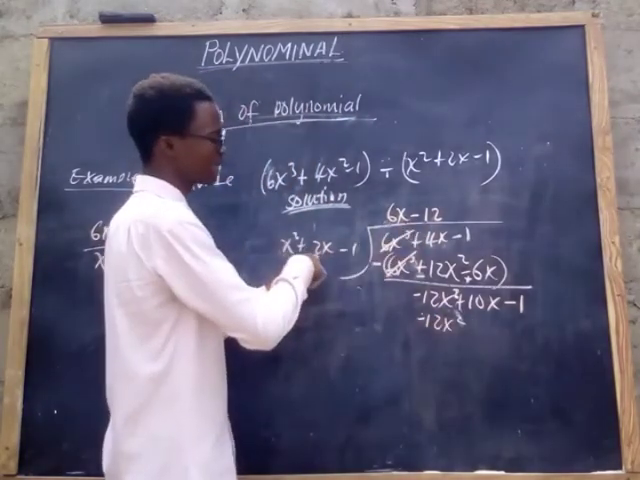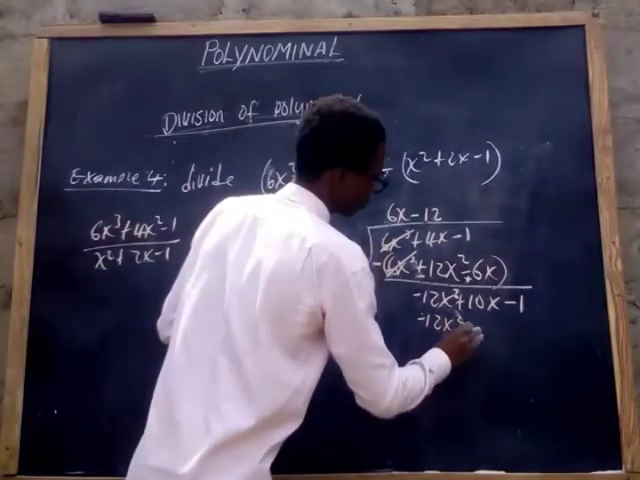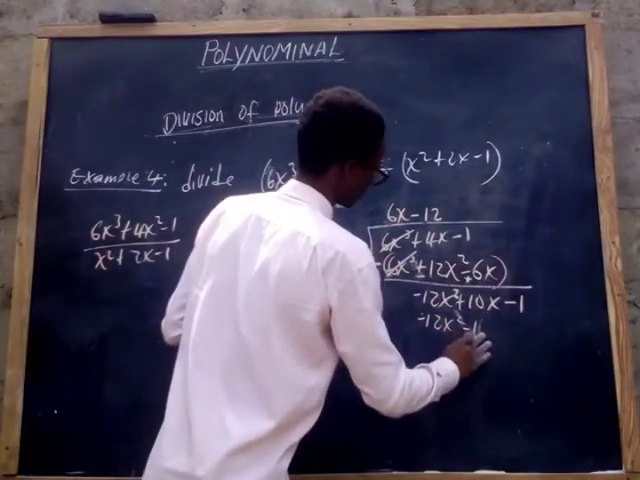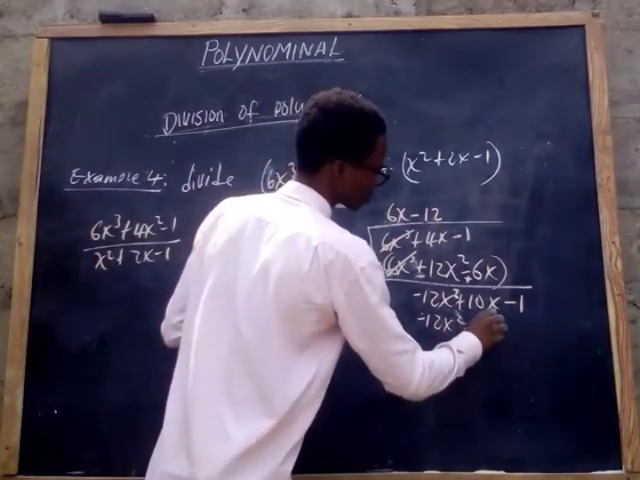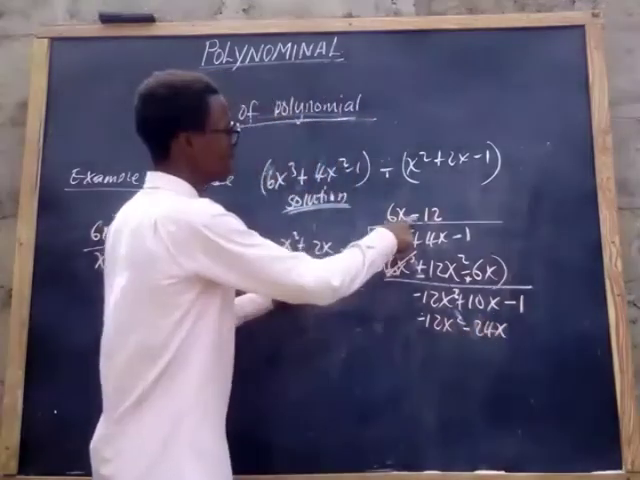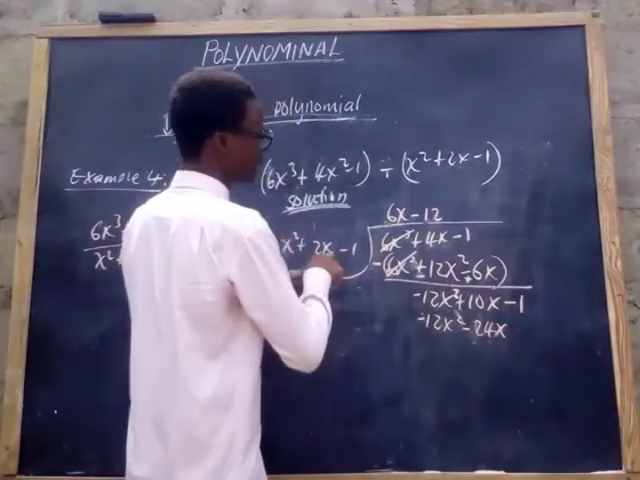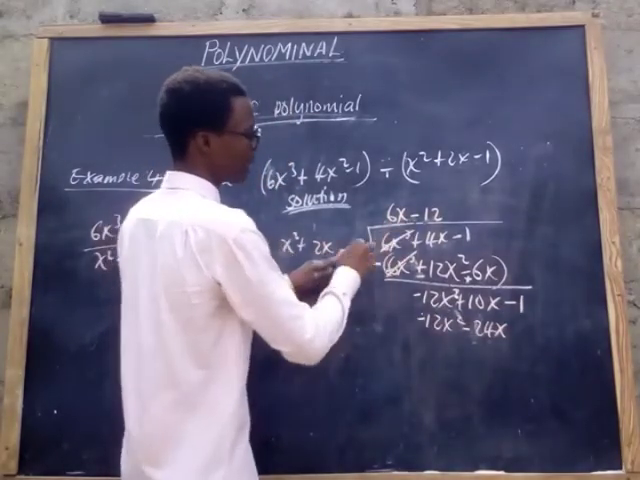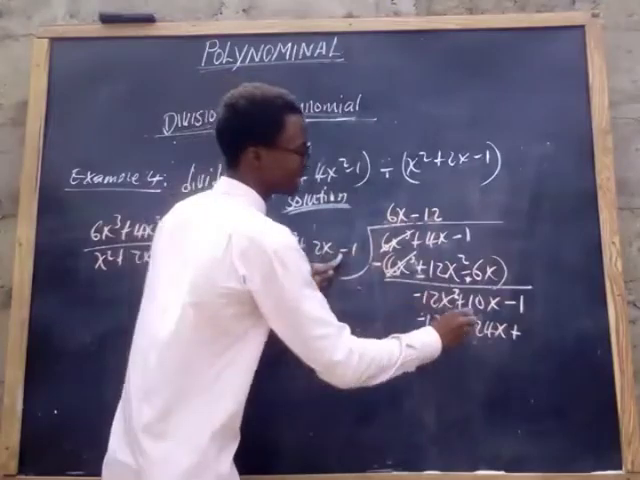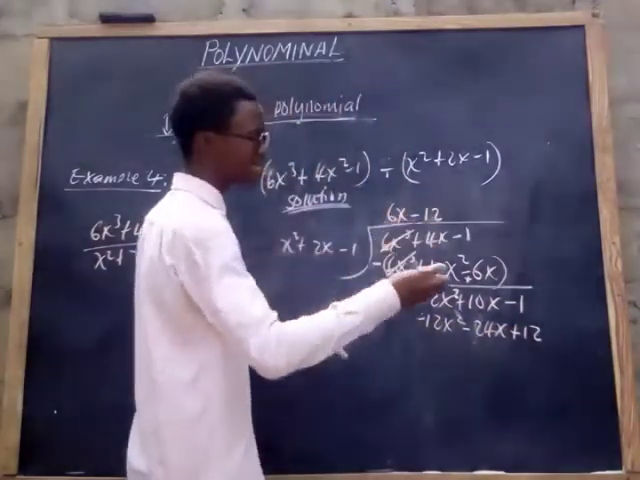12 times this 2 is equals to what? Minus 24x. Do you see? Minus times plus is minus. 12 times 2 is equals to 24. This x, right? Minus times minus is plus. 12 times 1 is equals to what? 12. Now you do again the same thing.